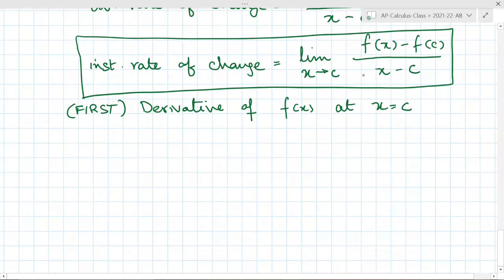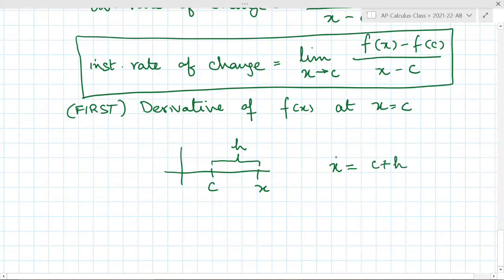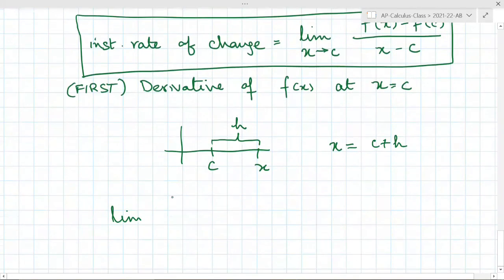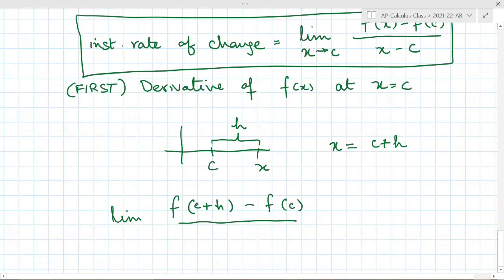Okay, there's one other way this can be written. When we did this, right? We said this was c and this was x. And I say, okay, this interval is h, which could be positive or negative. If it's negative, x is on this side. Then I can write x equals h plus c, or c plus h. And then if I plug that in there, the limit of f of x, which is f of c plus h, minus f of c over x minus c, c plus h minus c, is just h.